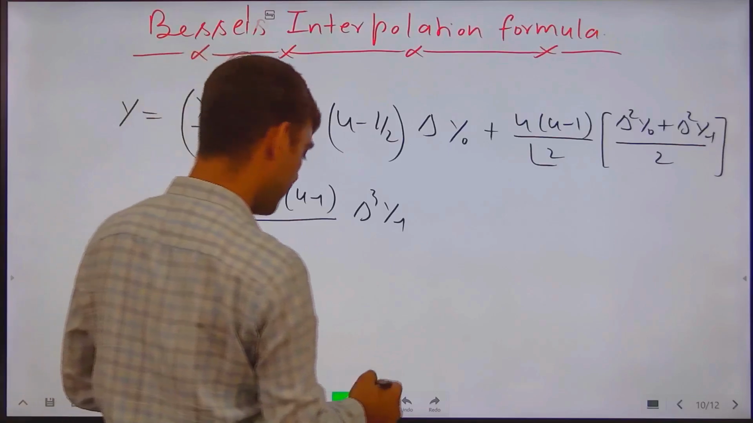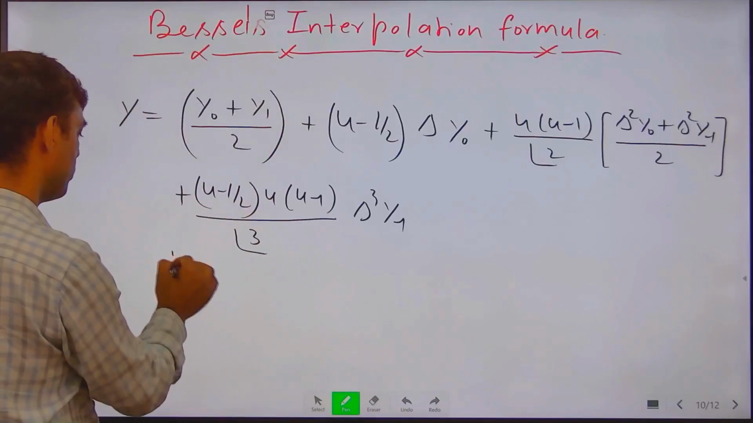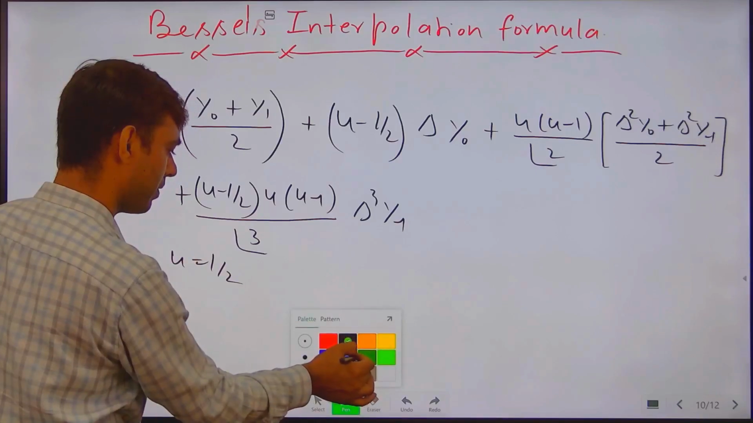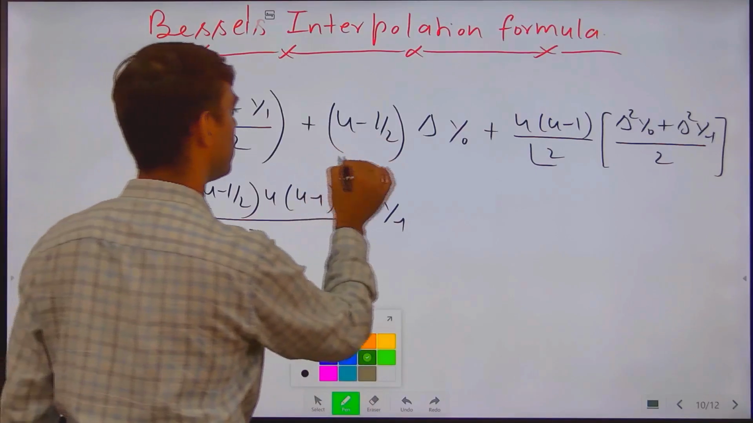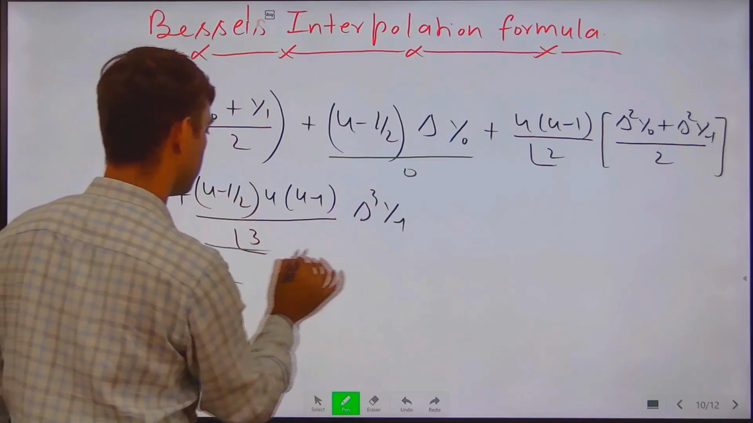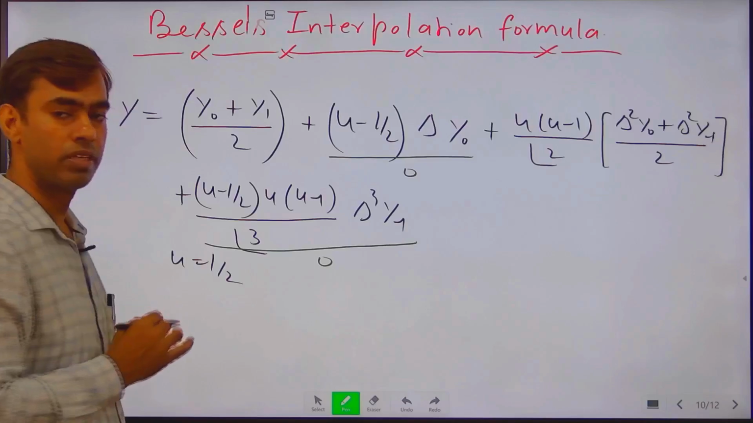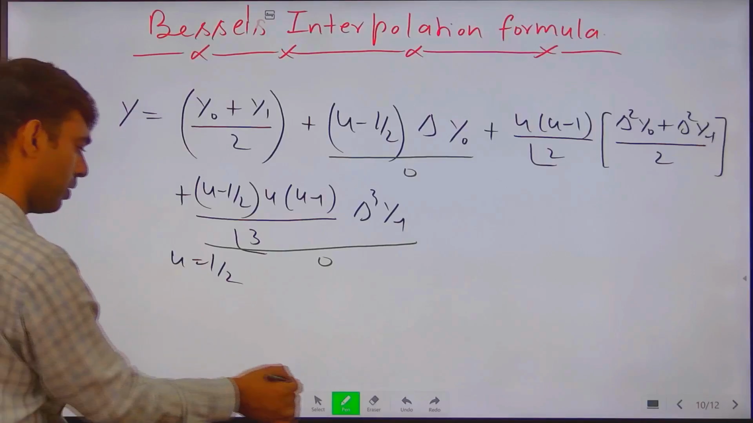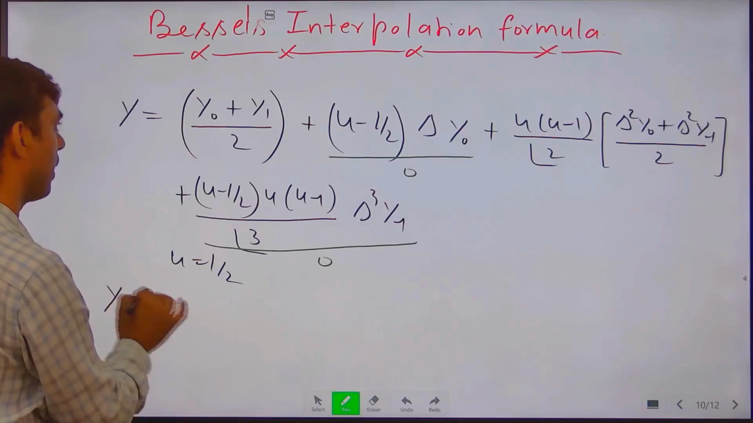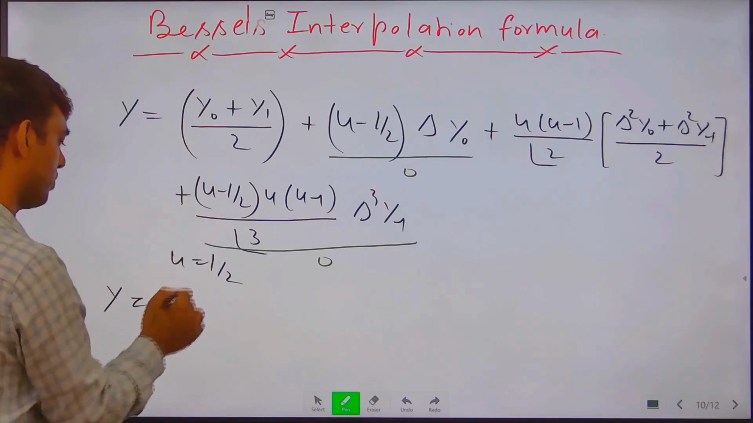But luckily, what is the value for u? u is 1 by 2. So what will happen? This term becomes 0, and this term also becomes 0. This term also becomes 0. So what is the value for y? Now y equals y0 plus y1 by 2.